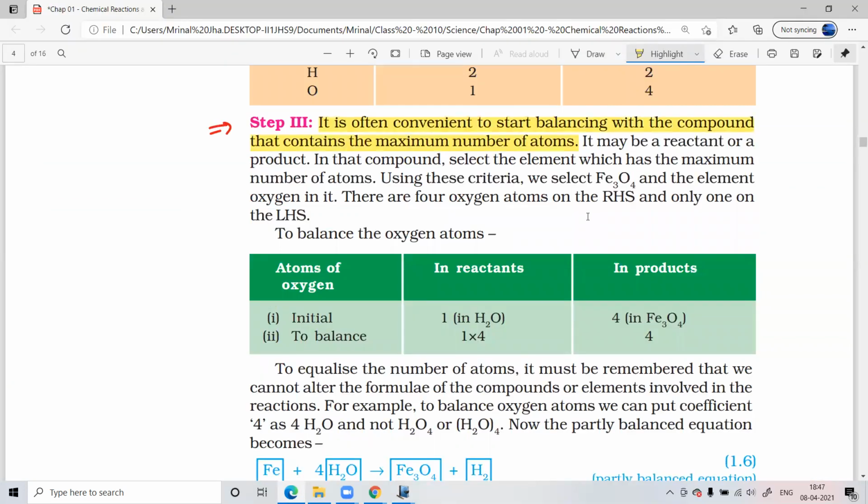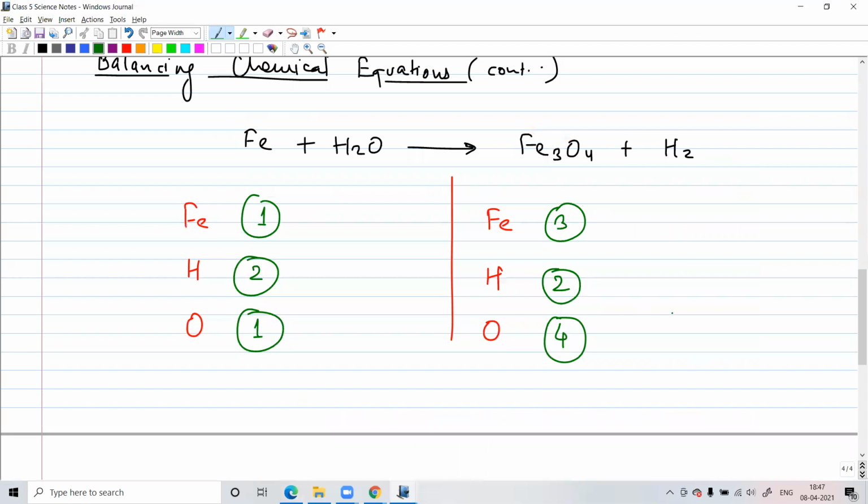For that, you have the answer here. We should start balancing with the compound which has the highest number of atoms. And remember, it can be either in a product or a reactant, anywhere, whichever is the highest. So which one is the highest over here? Where should we start? Oxygen. Yes, it's very simple. It is oxygen here. This is the highest one. So we should start balancing with oxygen.